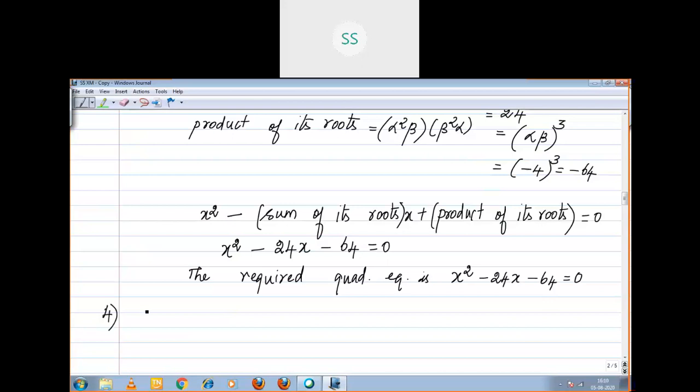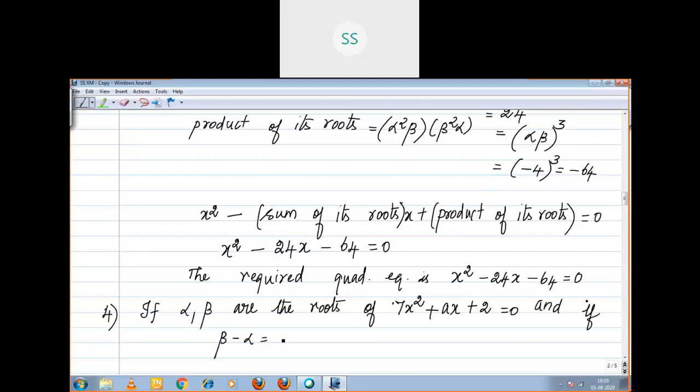If alpha, beta are the roots of 7x square plus ax plus 2 equal to 0, and if beta minus alpha equal to minus 13 by 7, find the value of a. Right?